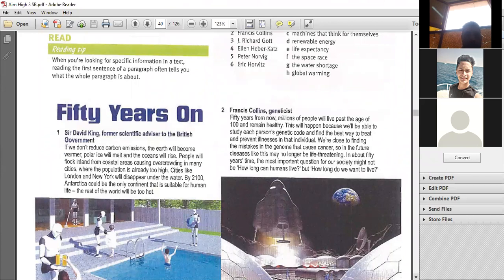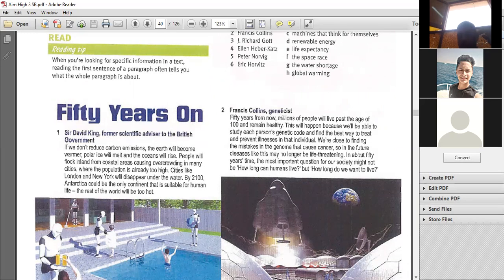50 years on. Sir David King, former scientific advisor to the British government. If we don't reduce carbon emissions, the earth will become warmer, polar ice will melt, and the ocean will rise. People will flock inland from the coastal areas, causing overcrowding in many cities, where population is already too high. Cities like London and New York will disappear underwater by 2100. Antarctica could be the only continent suitable for human life. The rest of the world will be too hot.